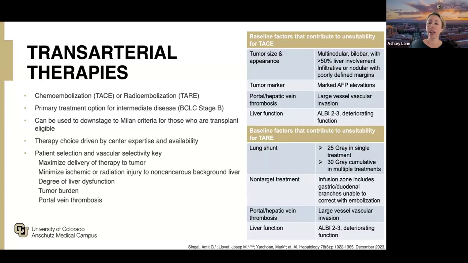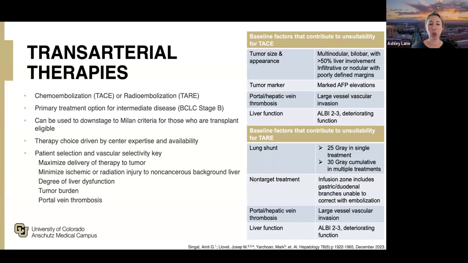I outlined on the right-hand side just some things we think about when we think about excluding factors or factors that make us concerned about doing these therapies. But we really do patient selection on a couple different things. So we like to maximize delivery of therapy just to the tumor, not other areas. So for TARE, things like lung shunts, and then other areas that the treatment might go, we like to rule those things out before doing, as you can imagine, so we don't hurt normal tissues. We like to minimize ischemic or radiation injury to the non-cancerous background liver.